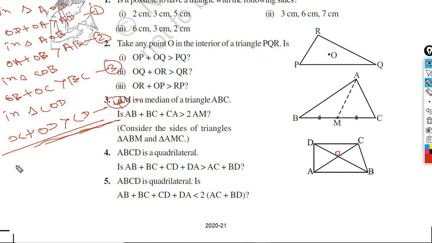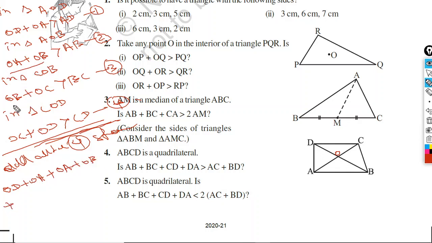What will happen? Just add them. OD plus OA, OD plus OA plus OA plus OB, OA plus OB plus OB plus OC, OB plus OC plus OC plus OD, OC plus OD.